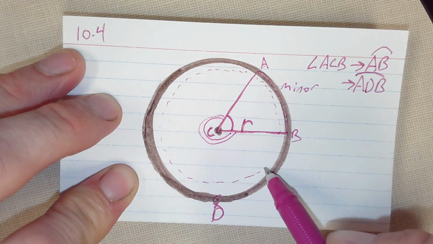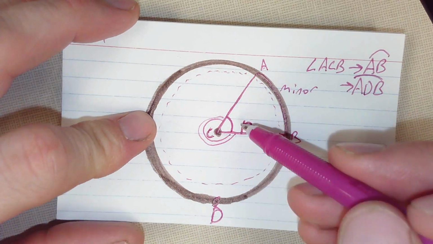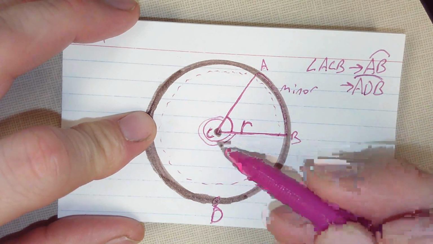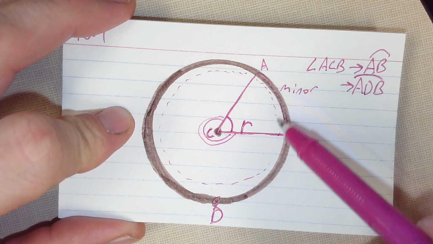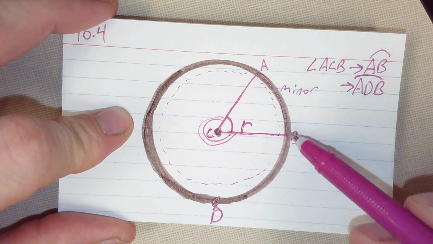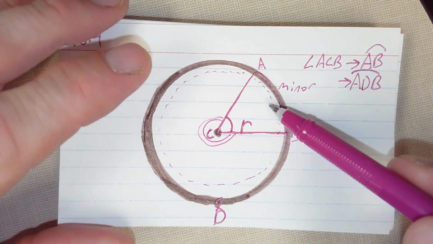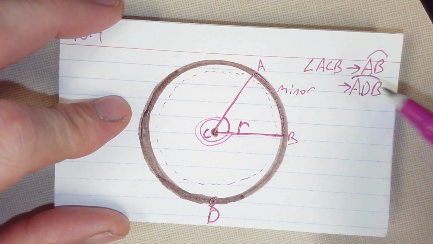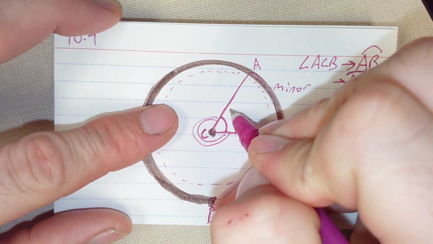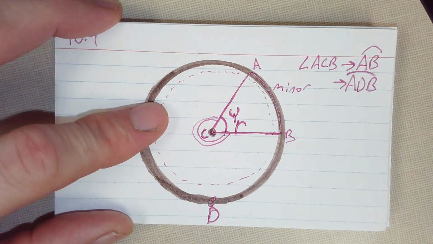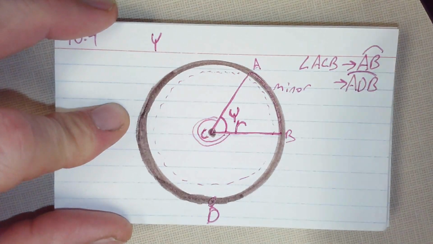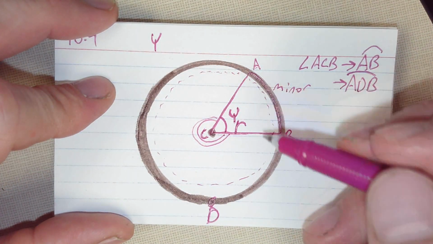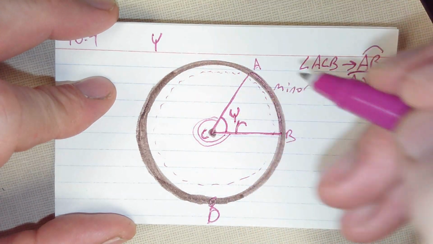from here to here. If we know the length or the degree of either one of these, we can find the length of both of those arcs, because there's 360 degrees in a circle, and we can find the ratio multiplier of that minor and major arc. We're going to call this central angle psi, and we'll say it's 36 degrees, for instance.